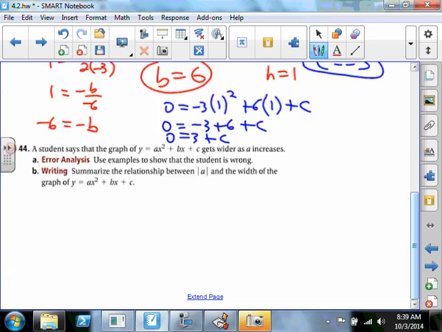44 says, use examples to show that the student is wrong, that the graph gets wider as a increases. No, as a increases, the graph actually gets narrower. Part b, summarize the relationship between the absolute value of a and the width. I think we did that in the last section.